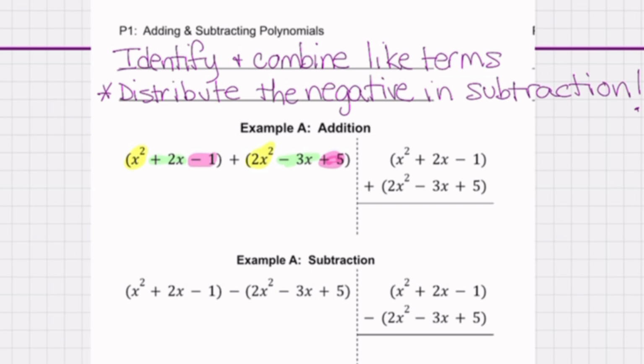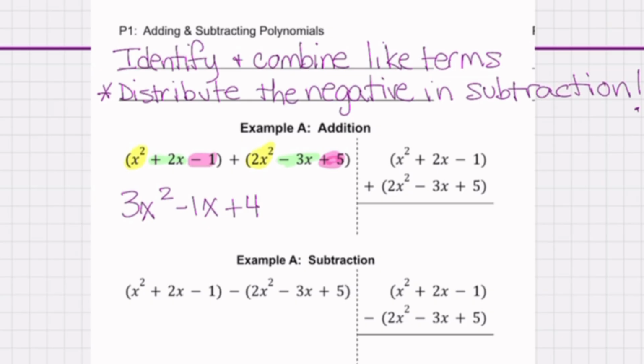Once you've identified your like terms, it's super easy to say 1x squared plus 2x squared. Well, that's 3x squared. 2x minus 3x, that's going to be a -1x. You do not have to write the 1, but you do have to write the negative. And -1 plus 5 is plus 4. That is doing it horizontally.